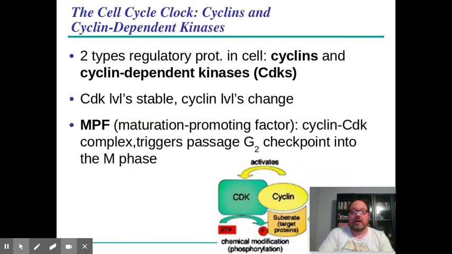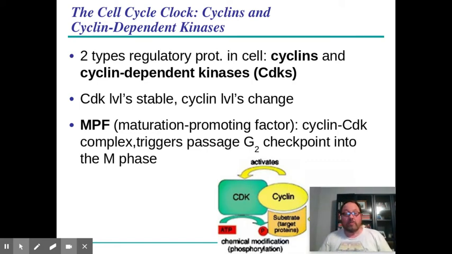Now we're going to look at a couple of molecules that actually cause cells to move past that G2 checkpoint. So this is just one specific instance. I think the new curriculum says you don't need to memorize these terms, but they'll ask you stuff related to this. So I think it's helpful to at least recognize how one pair of molecules work together to control one checkpoint in the cell cycle.